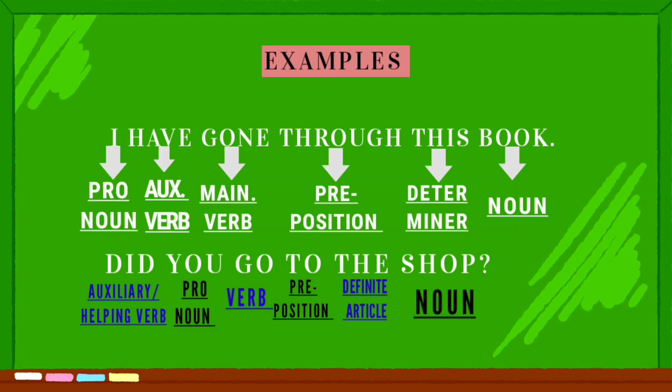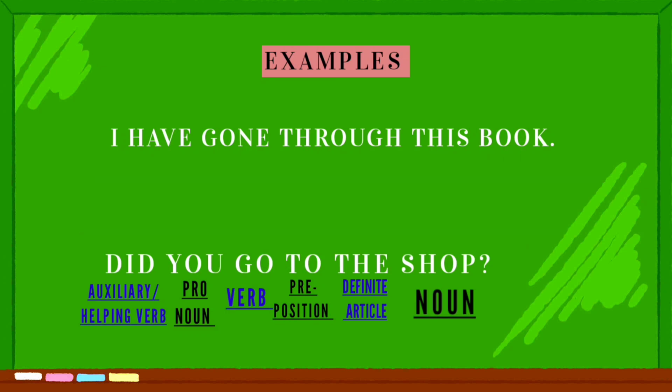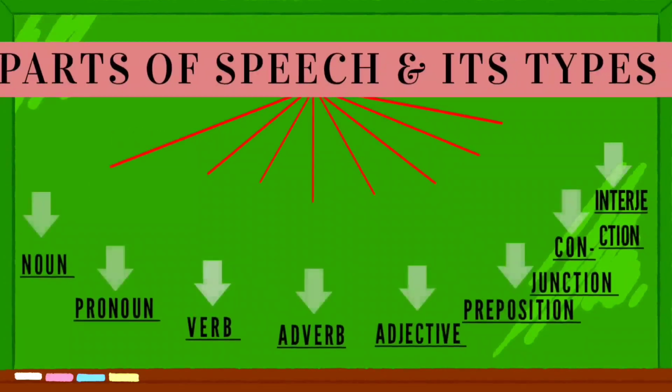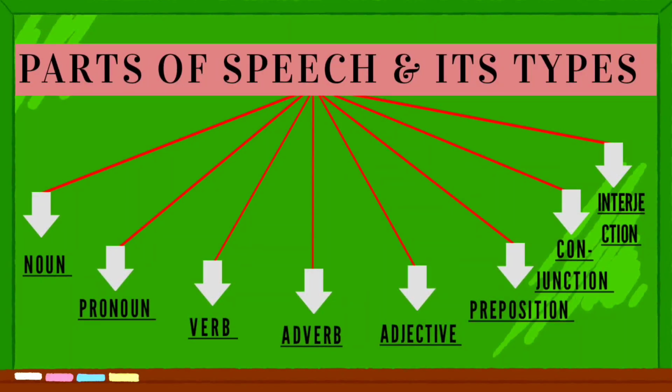Now let's talk about its types, what they are exactly. So, there are 8 types of parts of speech, and they are as follows: noun, pronoun, verb, adverb, adjective, preposition, conjunction, and interjection. But today in this video, I am going to talk about and cover completely the portion of noun here under parts of speech.